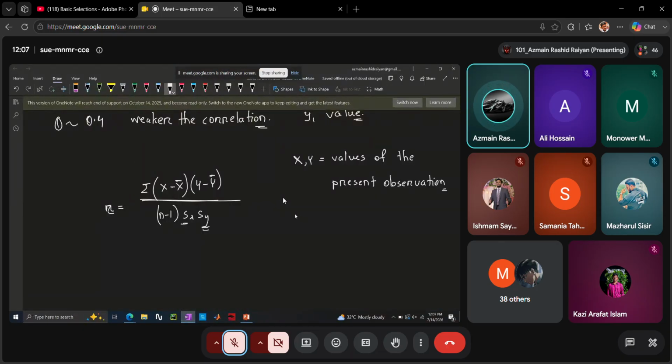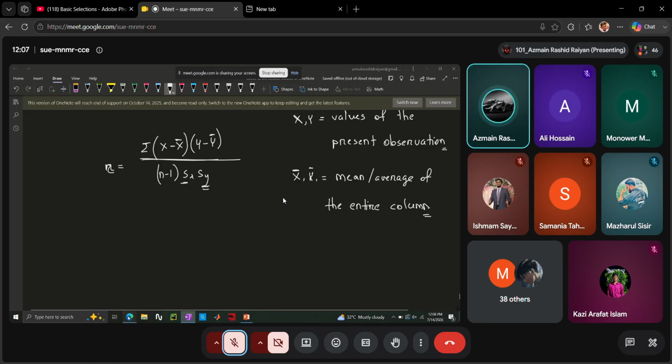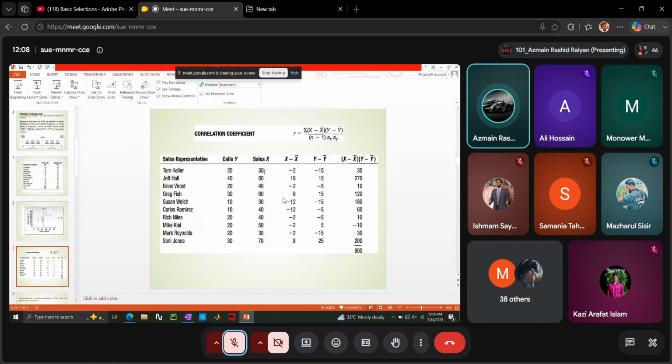Now, the X bar and Y bar value, let's say this is X bar and this is Y bar. So these are basically the mean or average of the entire column. So what is the X bar and Y bar value? It is basically the mean and average of the entire column. So how do we find the mean? We just have to sum up all the values along the X column. Let's say if I want to find out X bar, I have to sum up all these X values and basically divide it by the number of observations.